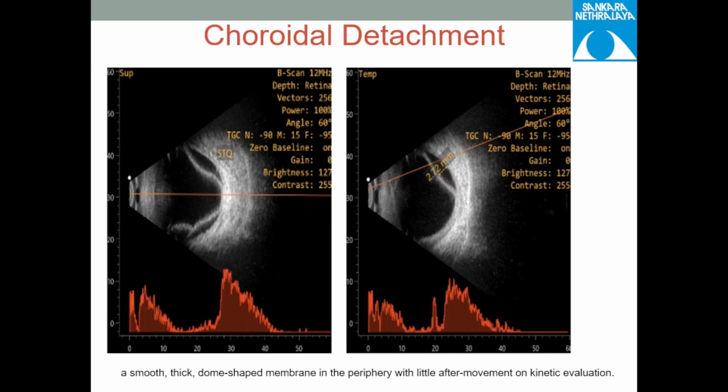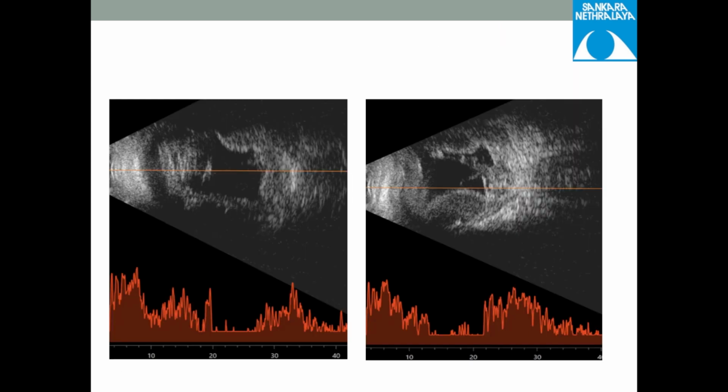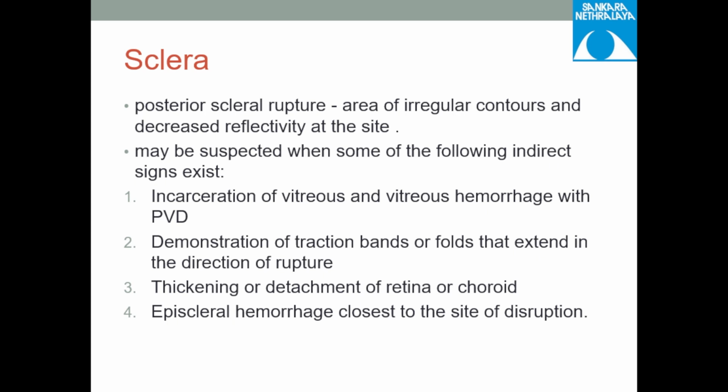Choroidal detachment on a B scan is seen as a smooth, thick, dome-shaped membrane in the periphery with little aftermovement, which can be anechoic to hypoechoic if it is serous. And if it is a hemorrhagic choroidal detachment, then we can see low to moderate reflectivity dot echoes inside the elevations. Posterior scleral ruptures are seen as irregular contours with decreased reflectivity at the site.